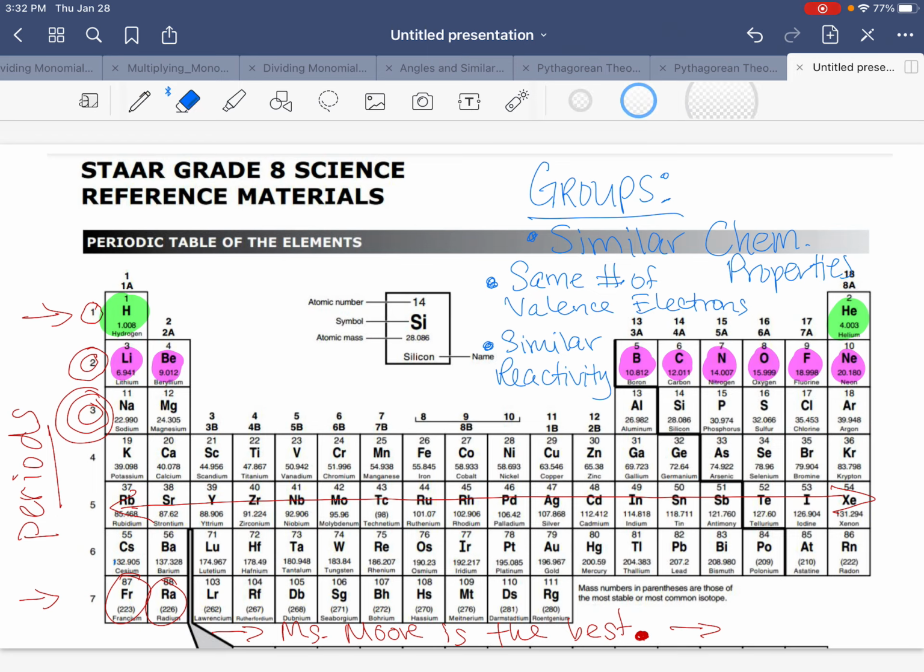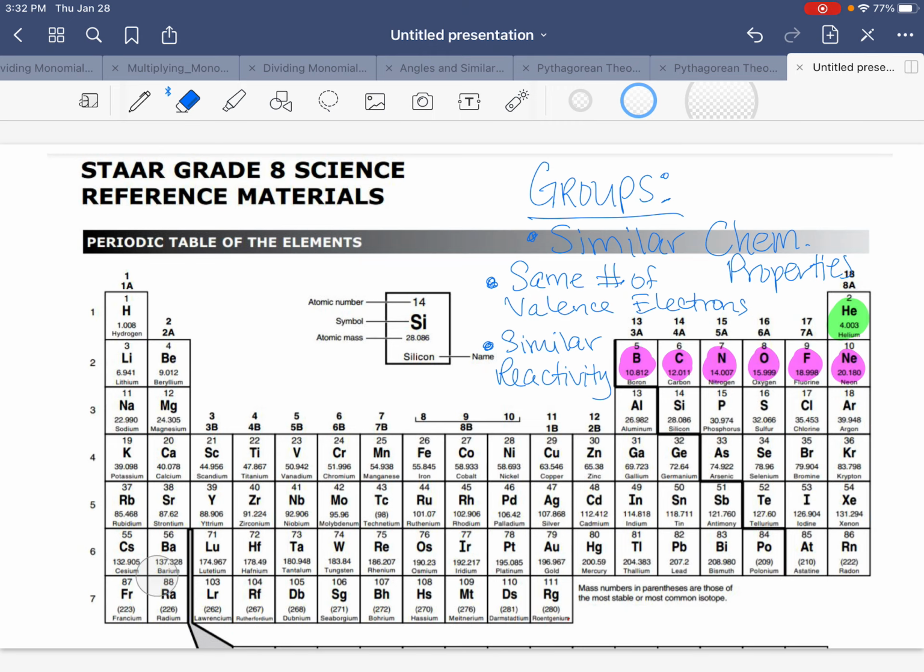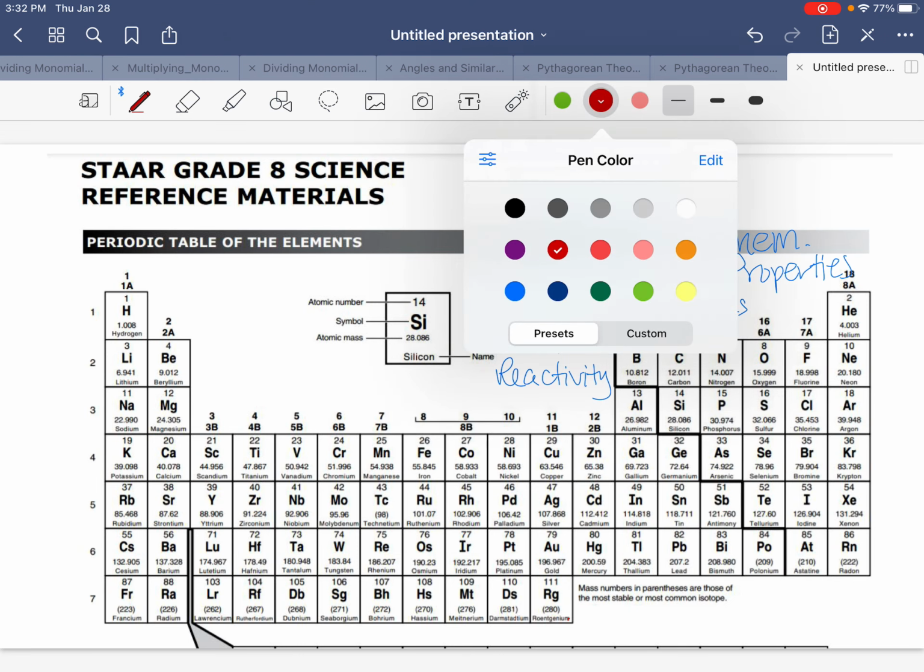All right, so let me erase some of this and we can go back to groups. So we remember periods, they go side to side. Groups go up and down in columns. Let me erase this. And we're going to remember our groups here. All right, so the next important thing about groups, we're going to go backwards.